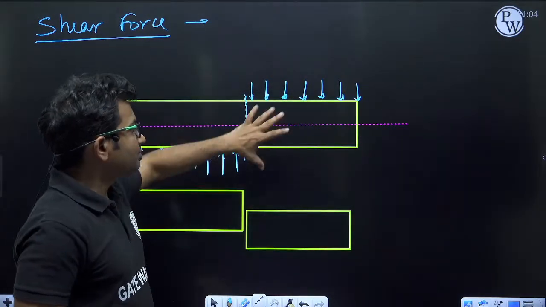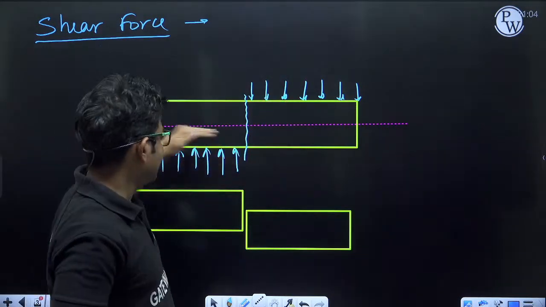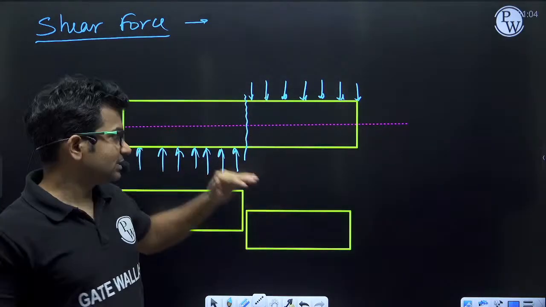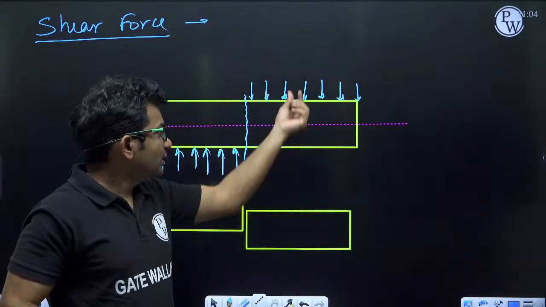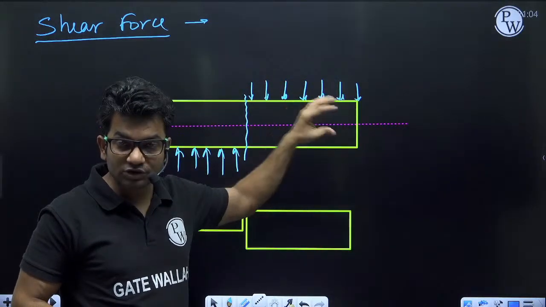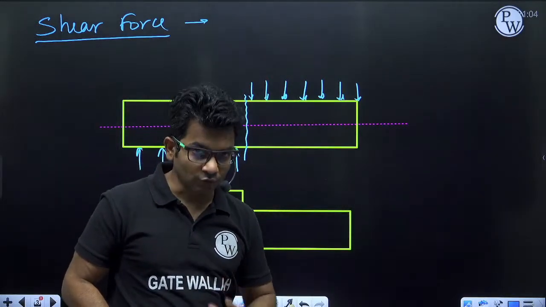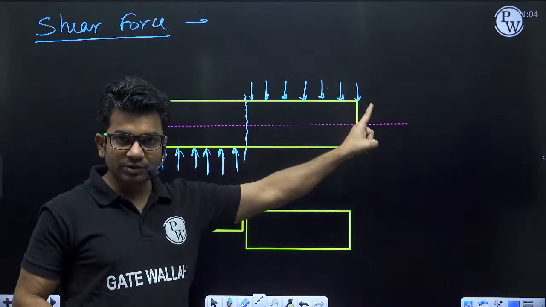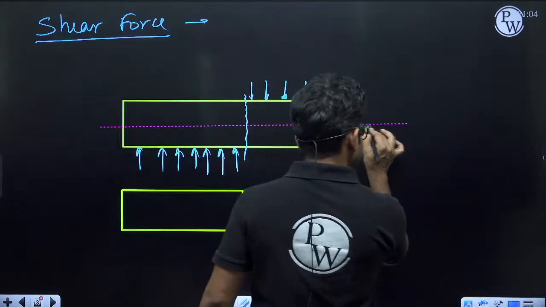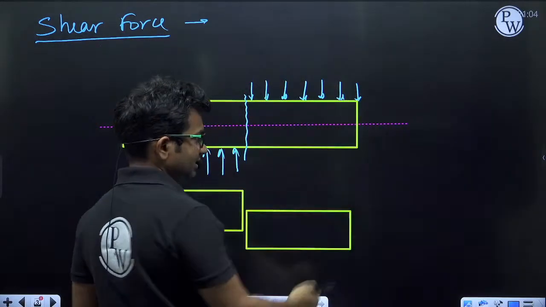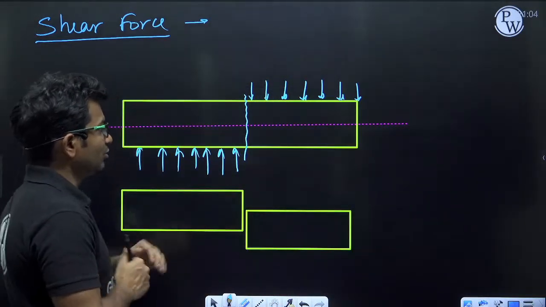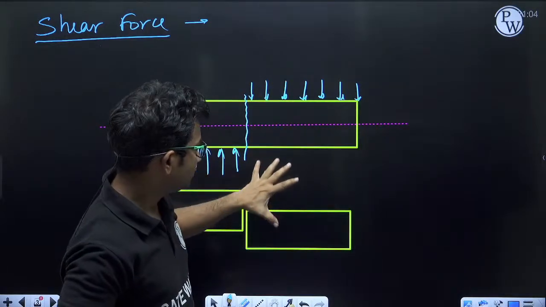We are taking the xy plane, so this is the x direction and this is the y direction. If the axis is in the x direction, then the loading will be in the y direction, and this load or force will be called transverse force. Understood the meaning of transverse force? Now if a force is acting like this, this will be axial force. Axial force means acting along the axis. Now this is the transverse force.